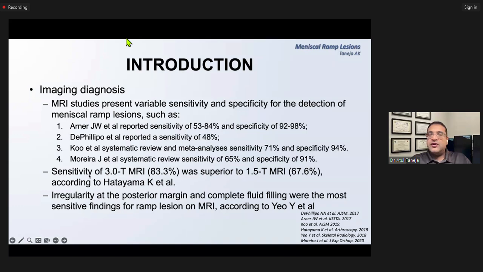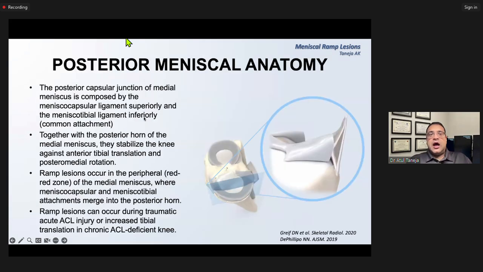3 Tesla MRI definitely has higher sensitivity. This study showed 83% compared to 67% against 1.5 Tesla. And the most sensitive finding, according to this author, was irregularity of the posterior margin and complete fluid filling. I'll talk about this very soon.